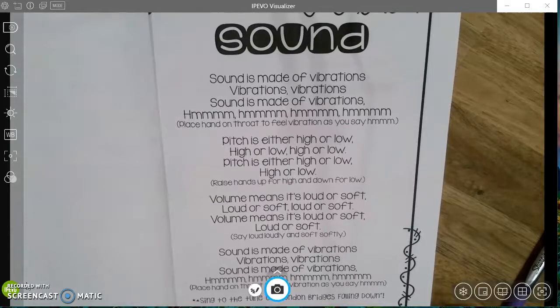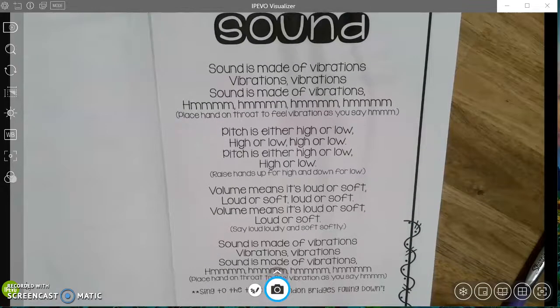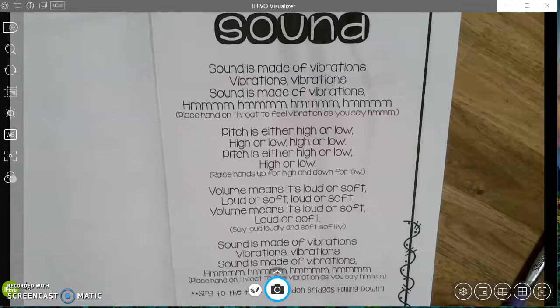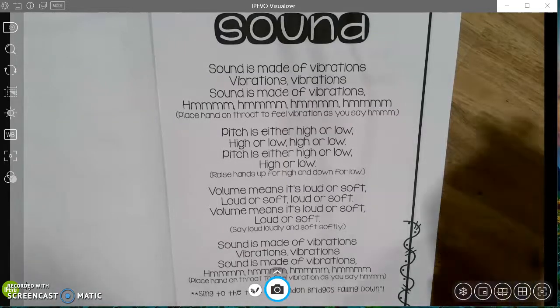This is supposed to be a song. I'll have to look up how the song London Bridge goes because I can't remember it. But first, we'll just read through it, okay?